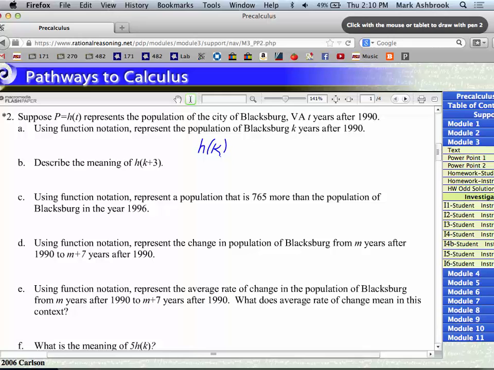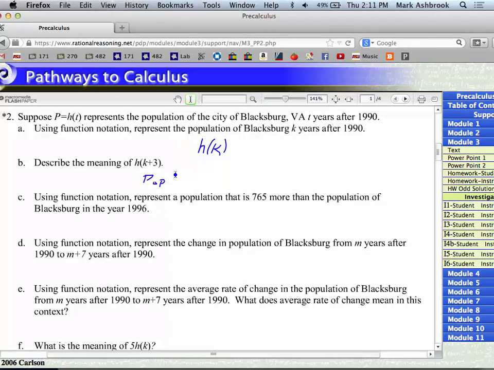All right, how about the meaning of H of K plus 3? Jacob, what do you think? That means 3 years after the change in K from 1990. So that would be the population in Blacksburg 3 years after the amount of time after 1990 that K represents. Okay. Is it a population or a number of years? It's a population.